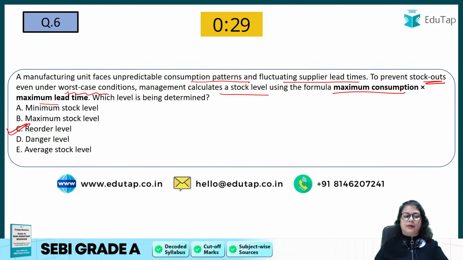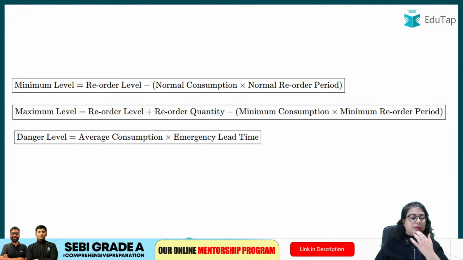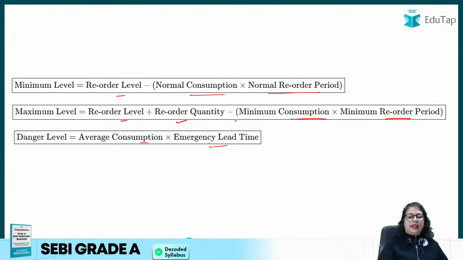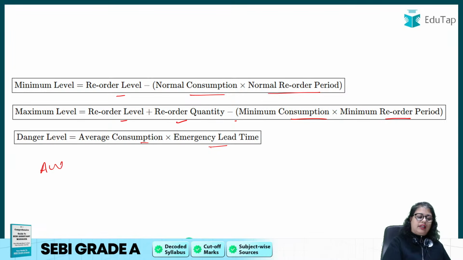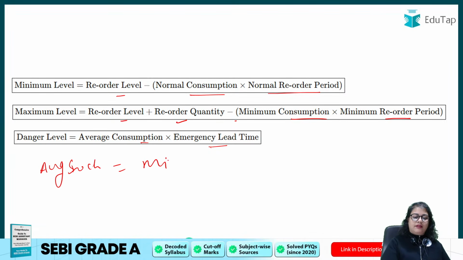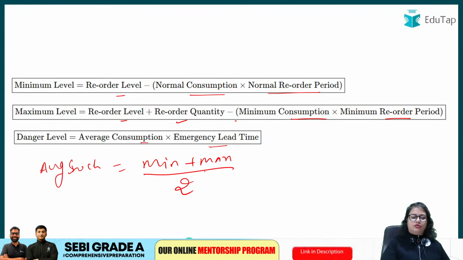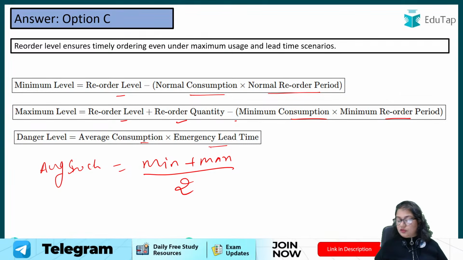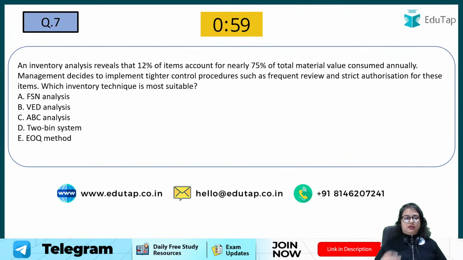अगर हम बाकी सब options की बात करें, what is the formula for minimum, maximum, danger level and average stock level? Let us see here. Minimum level is reorder level minus normal consumption into normal reorder period. You have to remember all these formulas. Maximum level is reorder level plus reorder quantity minus minimum consumption into minimum reorder period, and the danger level is average consumption into emergency lead time. Here the average stock level is what? Minimum level plus maximum level divided by 2. So this is the average stock level, right? So the answer here is reorder level, that is maximum consumption into maximum lead time. Next, question number 7.